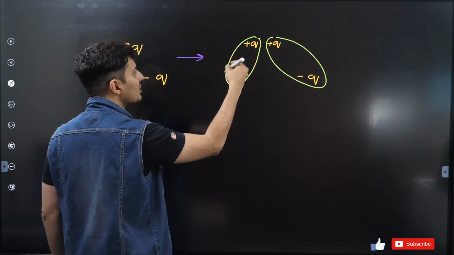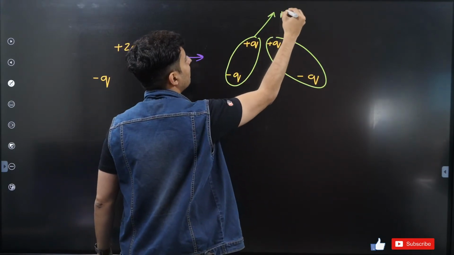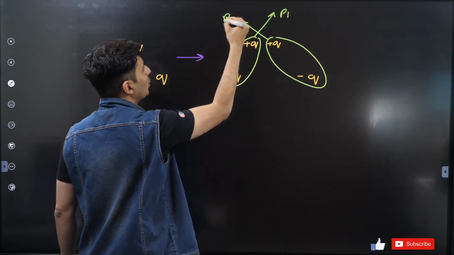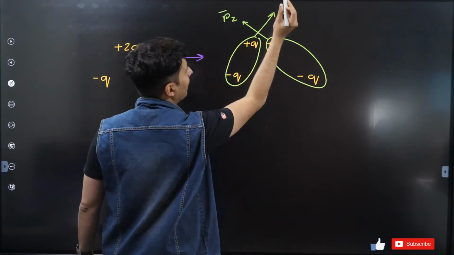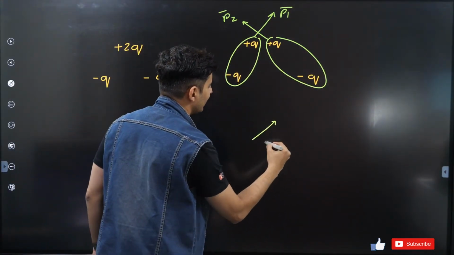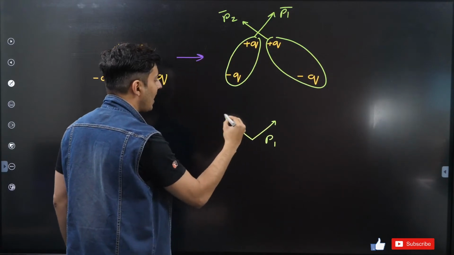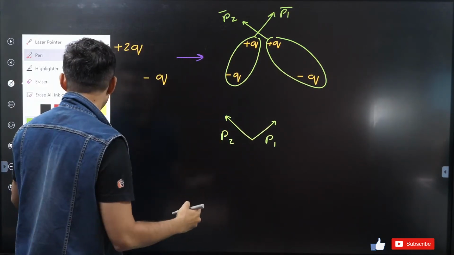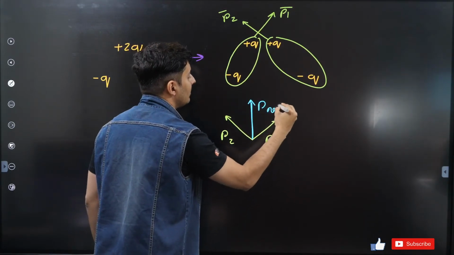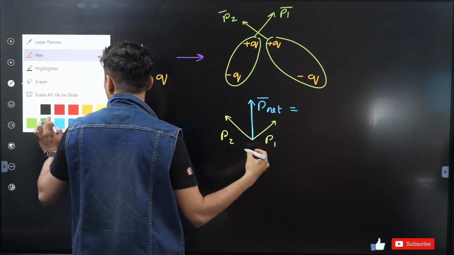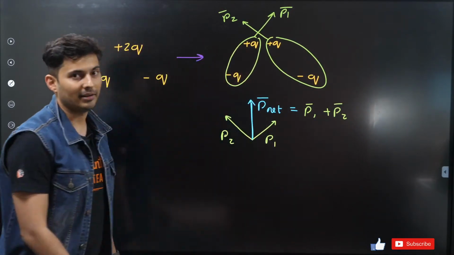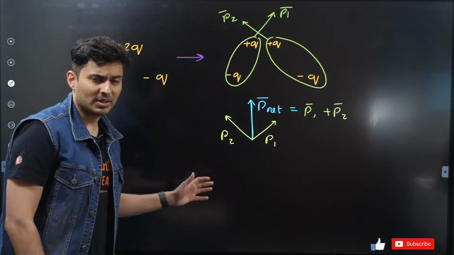Now you can clearly see that these two are a dipole, and these two are a dipole. So obviously these two will create a dipole moment P1 over here, and these two will create a dipole moment P2 over here. These two dipole moments are vector quantities. So if I add P1 and P2 vectorially, I will get the net dipole moment, which is the vector sum of P1 and P2. That's how you need to add them. Okay, so that's a dipole.